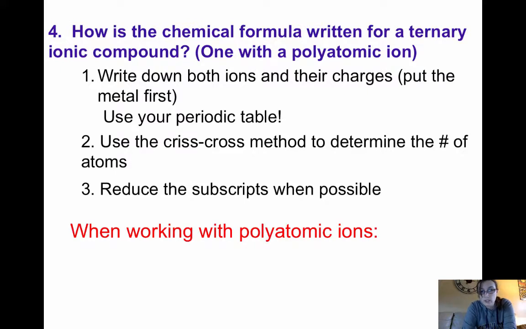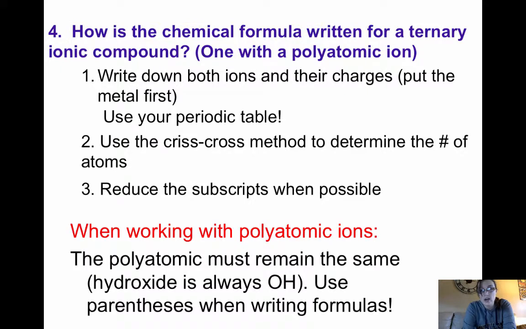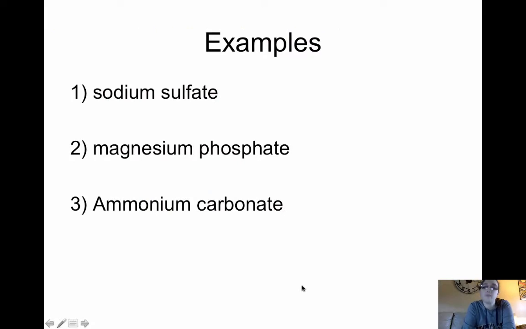Now, when working with polyatomic ions, the polyatomic ion must remain the same, which means, for example, hydroxide is always OH. And what you will do to keep the polyatomic ions intact is you will use parentheses. So let's say that you crisscross and you need more than one hydroxide, you will put this OH in parentheses and you'll put the number outside of the parentheses. So let's look at some examples.